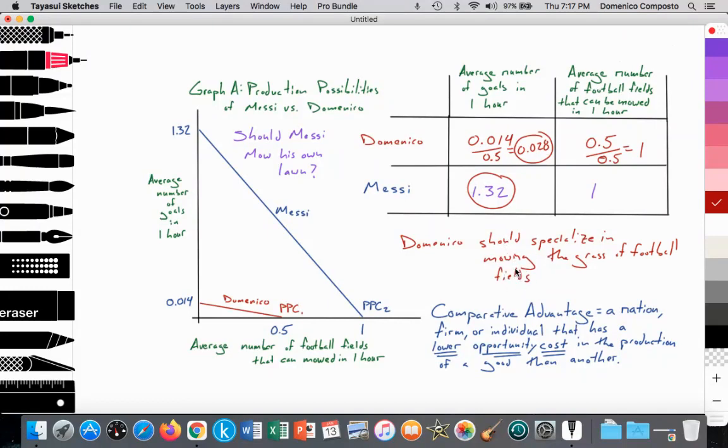Okay? Because I have the lower opportunity cost. Every time I spend 1 hour cutting the grass, I've only lost the ability to score 0.028, significantly less than 1.32. Let's see it the other way. Let's prove that Lionel Messi should be playing football and not cutting the grass according to the theory of comparative advantage. Okay? So we're going to go back and use the original data within this matrix to understand this.